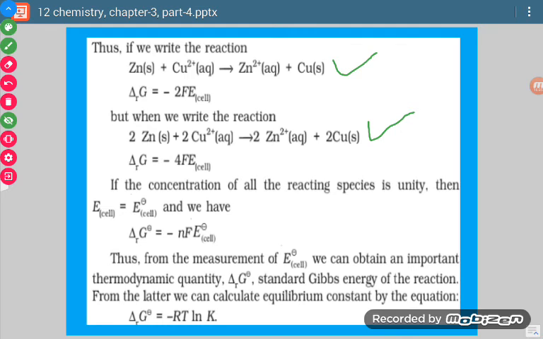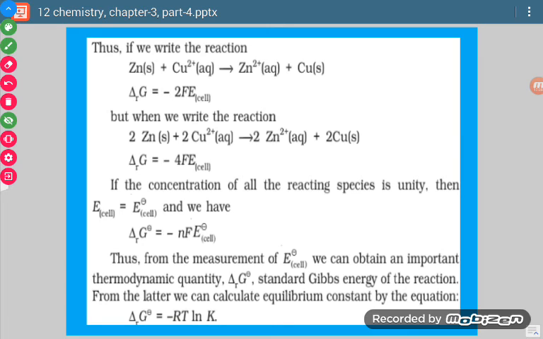Now if the concentrations of all the reacting species are unity, again we are talking about the standard conditions: concentrations are unity, temperature is 298 Kelvin and pressure is 1 atmosphere, then it will be the standard condition, or we will say E cell is equal to E naught cell. Then the relation will be delta G naught is equal to minus nF E naught cell. So from the value of E naught cell, we can calculate the value of delta G naught.